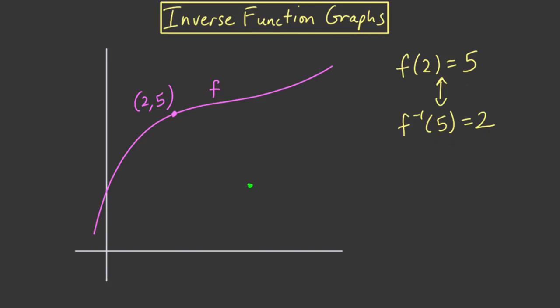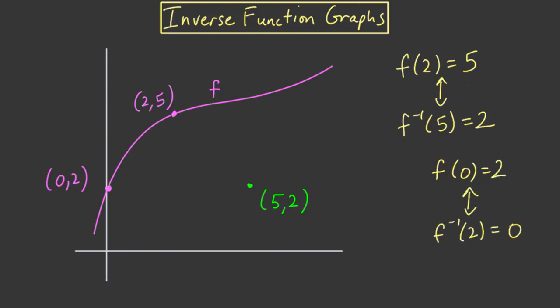And so the point that has 5 as its first coordinate and 2 as its second coordinate, that's going to be on the graph of f inverse. Similarly, if this is the point (0, 2), then we know that f of 0 equals 2, so f inverse of 2 will equal 0. And that means that (2, 0) will be another point on the graph of f inverse.